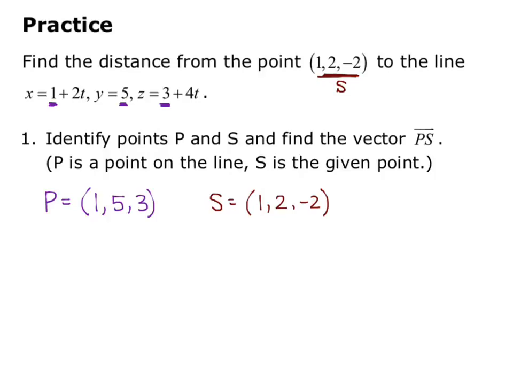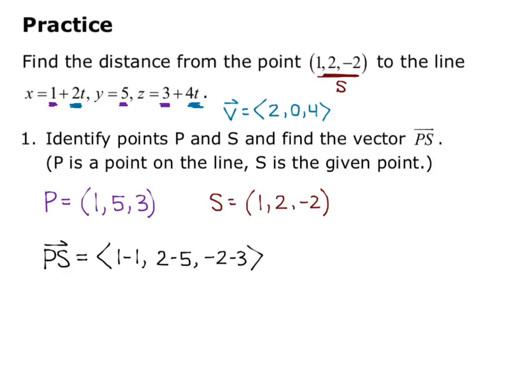Now the other information I can get from the line is the direction vector, and we'll need that a little later because that's the V in the formula. So remember, direction vector is from the numbers attached to t. So with the x component, I have a 2. Y component has no t, so that will be a 0, and the z component has a 4 attached to the t. So my direction vector V is 2, 0, 4. So we'll just set that aside and use it later. Right now, we want to find vector PS, and so I do S minus P, components of S minus components of P. So I get 1 minus 1, 2 minus 5, and negative 2 minus 3. Simplifying that gives me the vector 0, -3, -5. So I have vector PS.